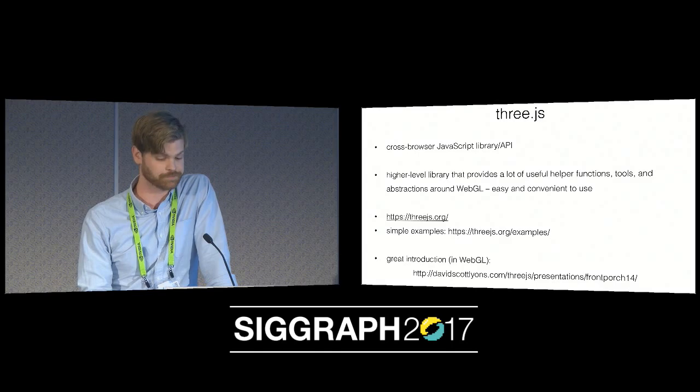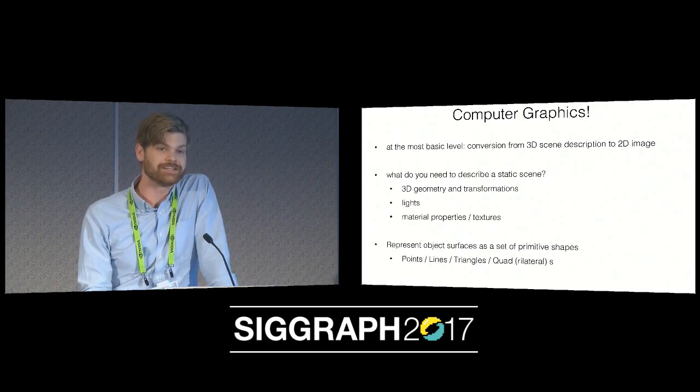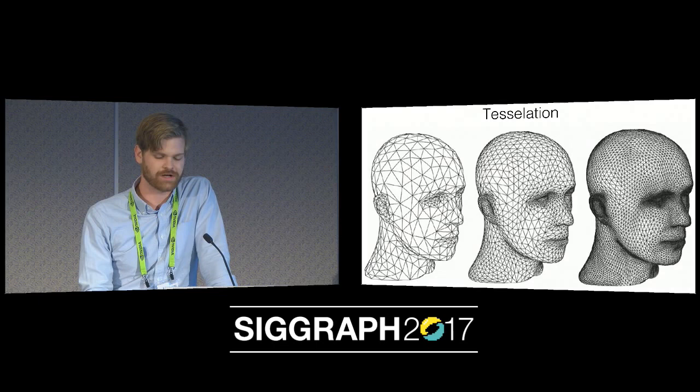So computer graphics, at the most basic level, consists of converting a 3D scene to a 2D image. What do we need for this? We need some 3D geometry, some transformations, some lighting and material properties, and textures. Now, to represent an object surface as a set of primitives, we have a couple of primitives to choose from. We have points, lines, triangles, and quadrilaterals. And the process of combining those primitives and creating a mesh from that is called tessellation.